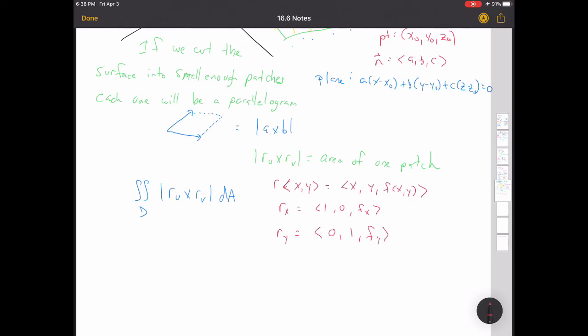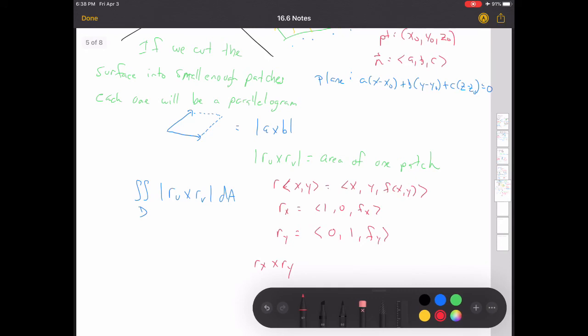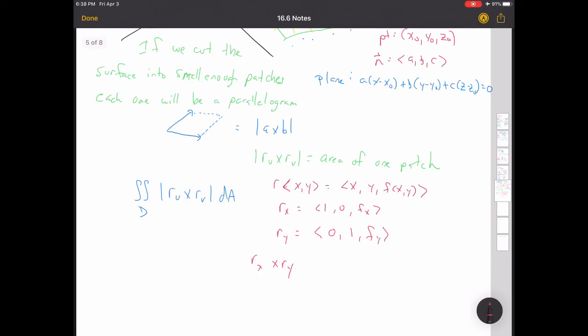And then I need to do the cross product of those two things. I need to do r_x cross r_y. I don't like the way that r_x looks like. R sub x cross r sub y. Well, if I cross these two things, we're going to cheat just a little bit here. If we put bars around here, i, j, k, like that, eliminating the i row and i column, you would get 0 minus f_x. Eliminating the j row and column, you would get f_y minus 0, but remember we have to change the sign. And then eliminating the k row and column, you're just going to get 1.